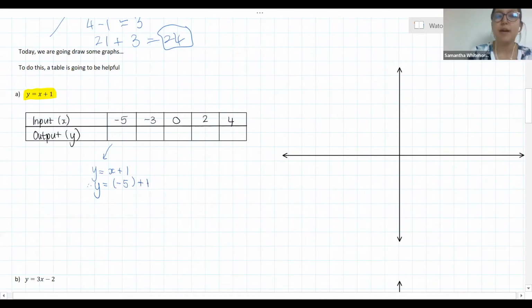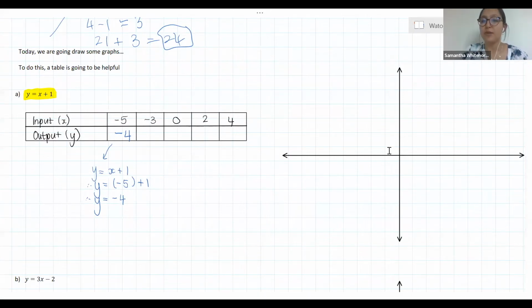Now I'm using brackets here for the values I'm substituting in. For me, it's just a little bit easier to work with. You don't have to, but when we start multiplying and dividing, it is quite useful. But here we've got -5 plus 1, which is -4. So my output for that specific input is -4. So just through substitution, I have been able to work out what my output is.